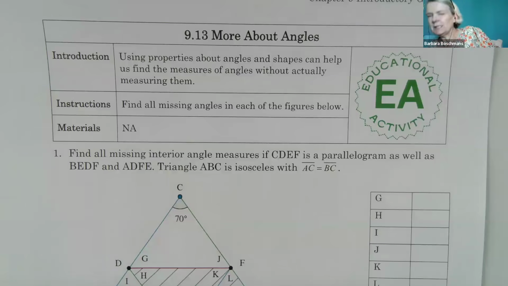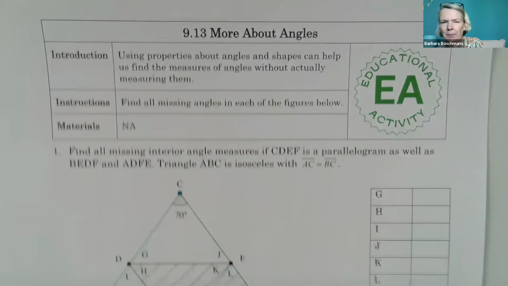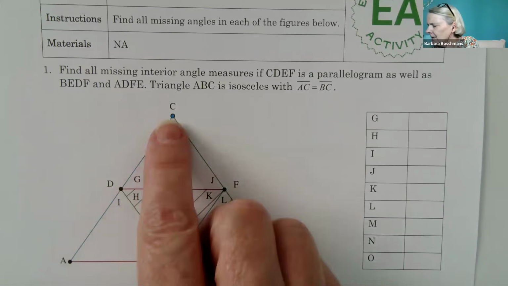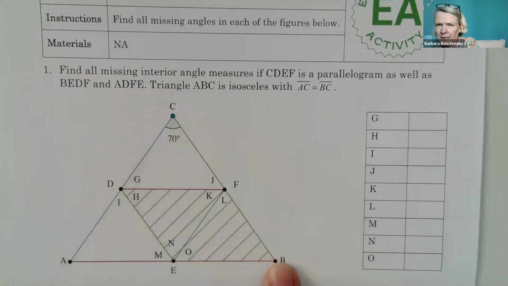Activity 9.13 is more about angles. This is where we put all that information together that we've been learning about. In number one, we have a big triangle and it has several parallelograms and smaller triangles on the inside. You are given that it's an isosceles triangle where AC is congruent to CB.